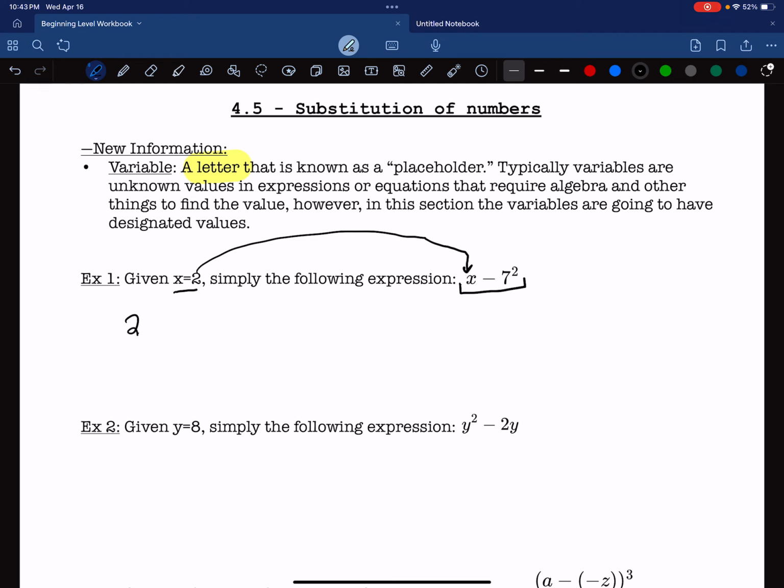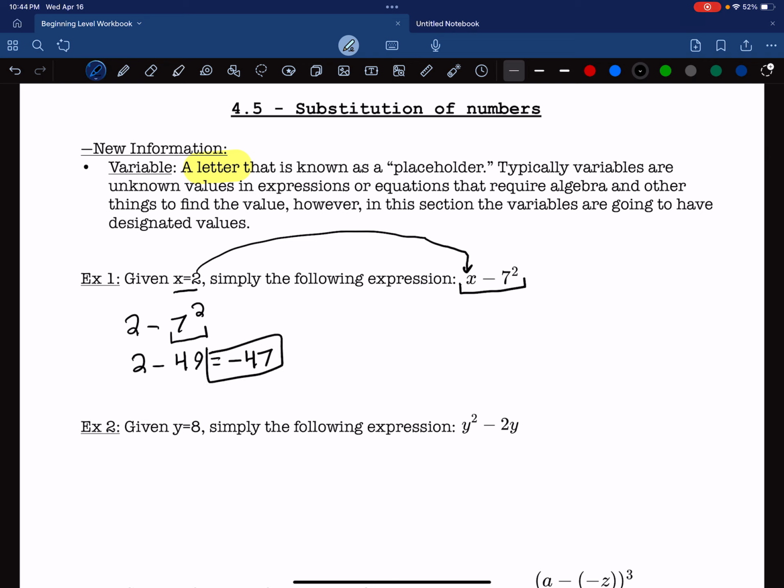So really, we're just going to do 2 minus 7 squared. And using order of operations, we have to do exponents first. So we have 2 minus 7 squared is 49. So we have 2 minus 49. And that happens to be negative 47.